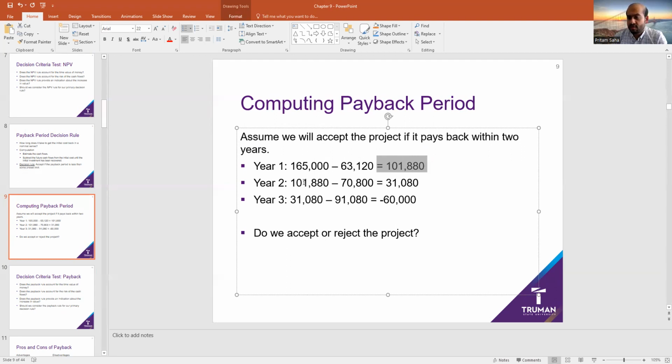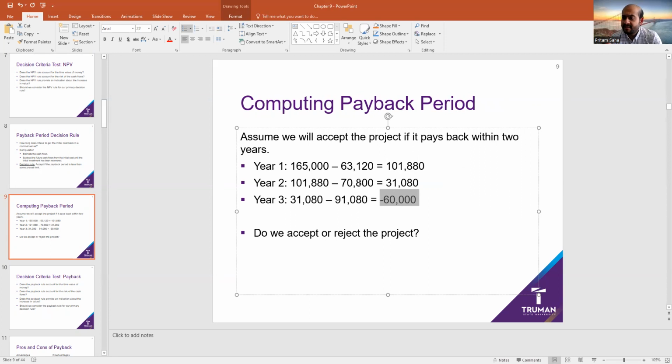Starting year 2, that is the leftover. End of year 2, we are getting $70,000 from the project. End of year 2, we still need that much money to cover the initial investment. Starting year 3, that is the leftover. This is the year 3 cash flow from the project, so the balance should be negative. That means by year 3, we have covered sufficient money of our initial investment.